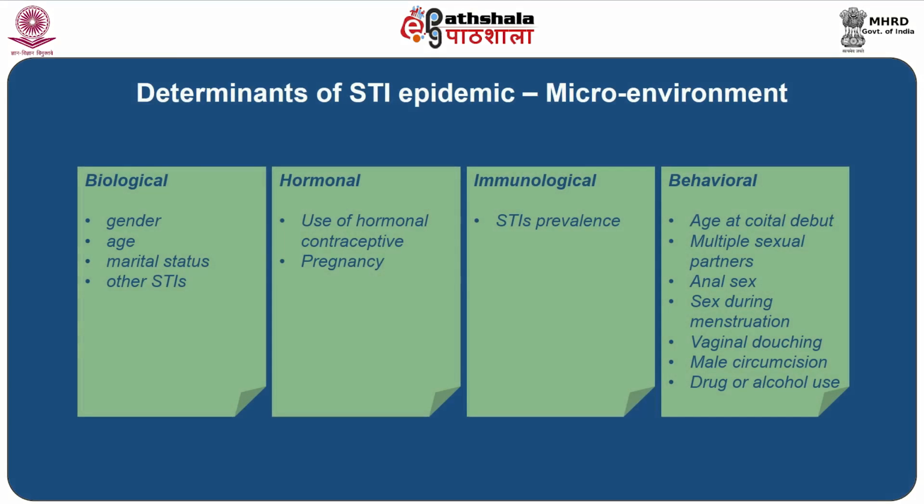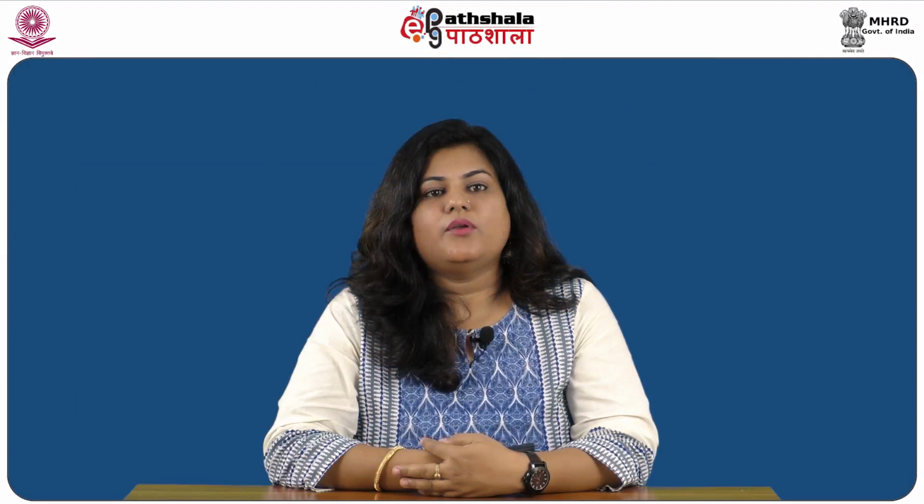At micro level, factors like biological, hormonal, immunological, and behavioral factors play an important role in determining the STI epidemic. Biological factors like gender, age, marital status, and infection from other STIs. Hormonal factors like use of hormonal contraceptives. Behavioral factors like age at coital debut, multiple sex partners, anal sex, sex during menstruation, vaginal douching, etc. play an important role. Now let us look at the complications and sequelae of STIs.